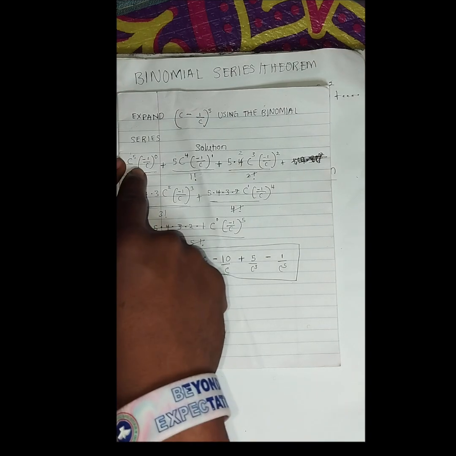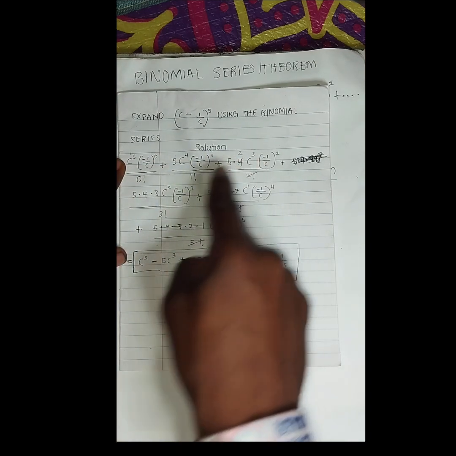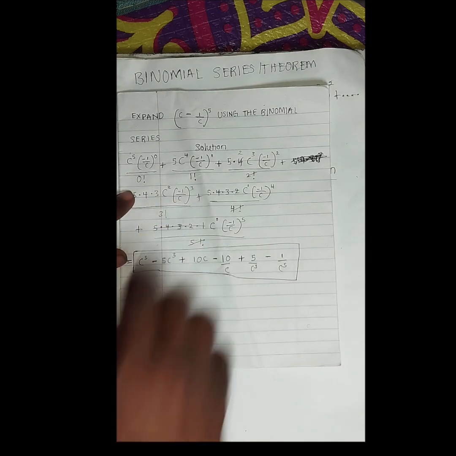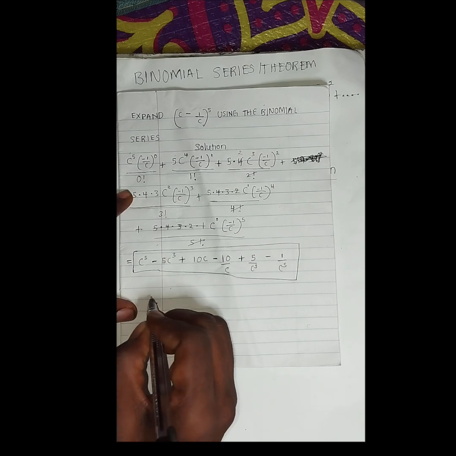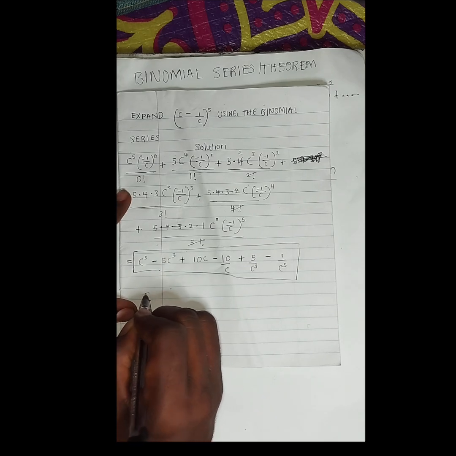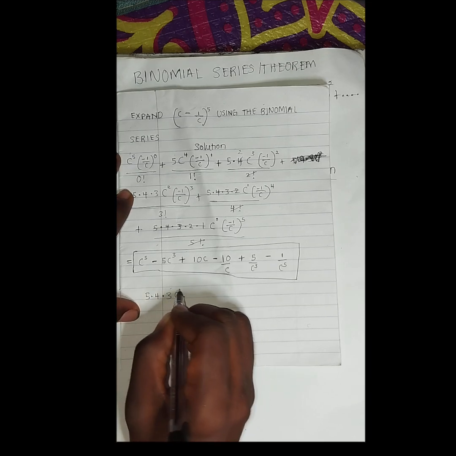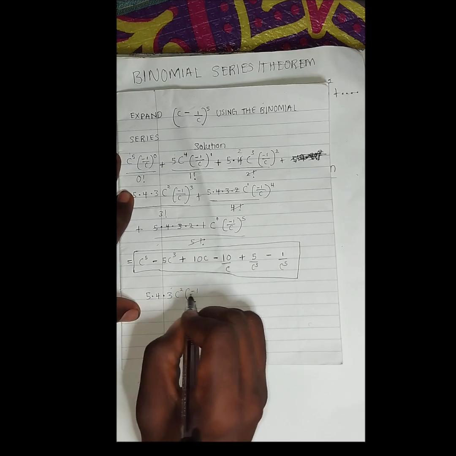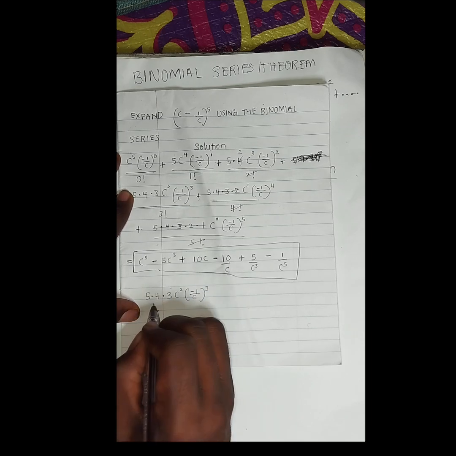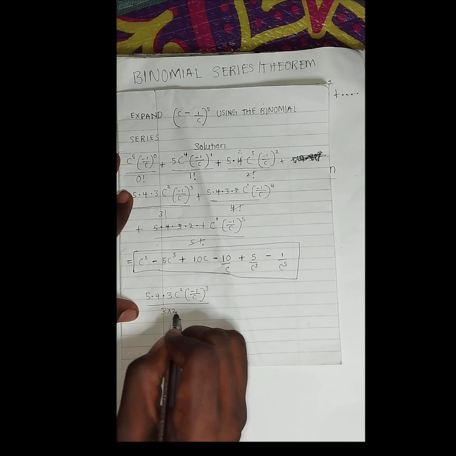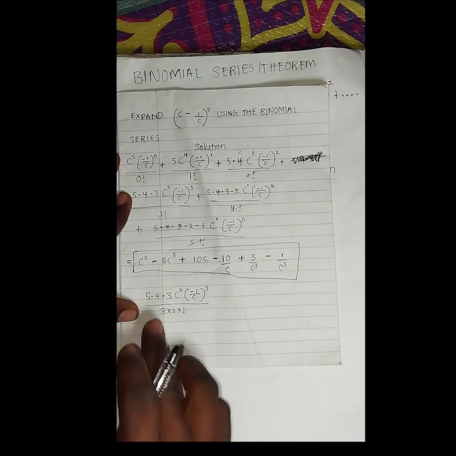Where's the fourth term here? This is the first, second, third, fourth. Yes, this is the fourth term. I'm going to write it out. Fourth term of this expansion is 5 times 4 times 3 c square minus 1 over c raised to the power of 3 over 3 factorial. 3 factorial is 3 times 2 times 1. This is the fourth term.